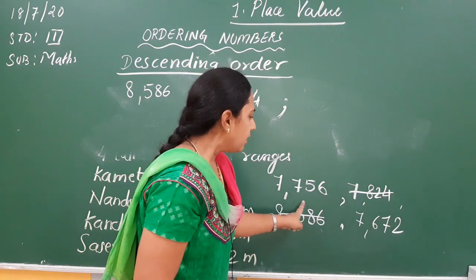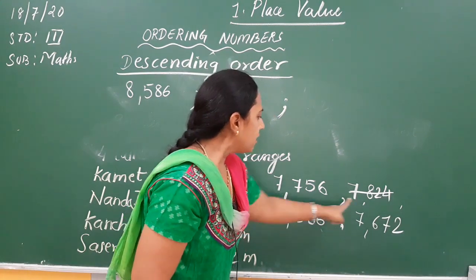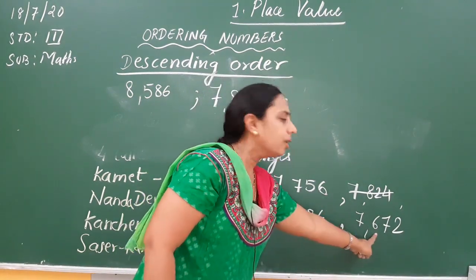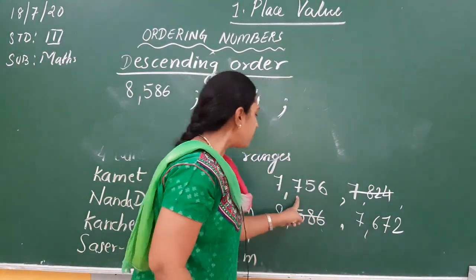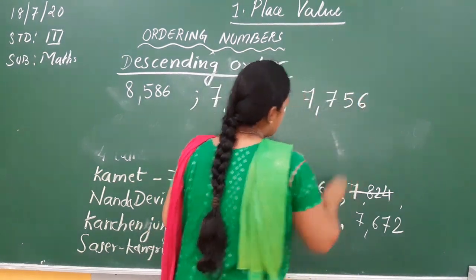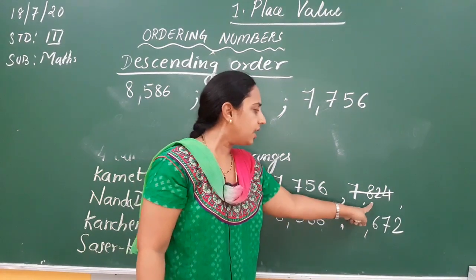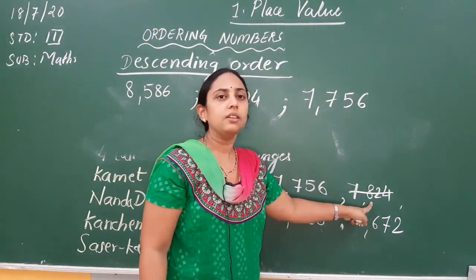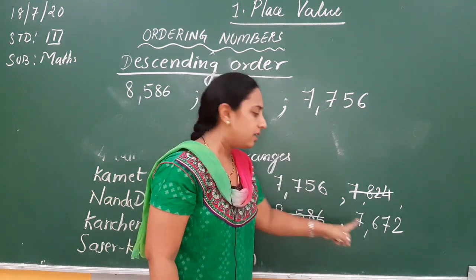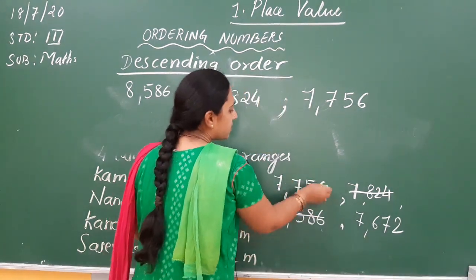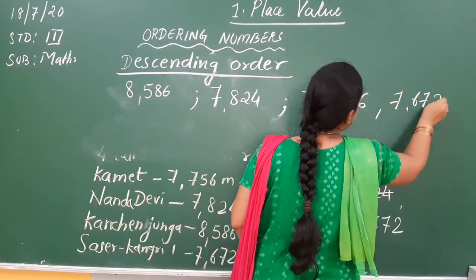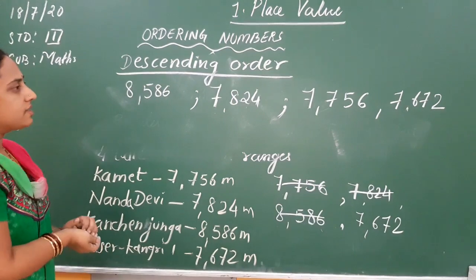Here we will see that this is 7, this is 8. So we will see that 7 is greater than thousands place, right? So we will write 7756, right? Because here we can see 8 is the highest in the hundreds place, then 7 is the highest here and then 6. So 7756 and then 7672, right? Now we can see the numbers.